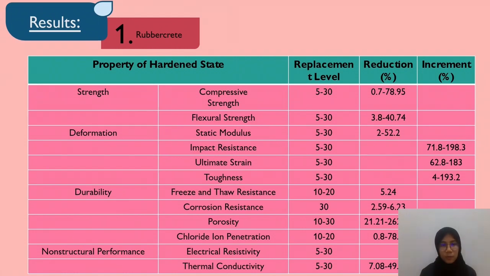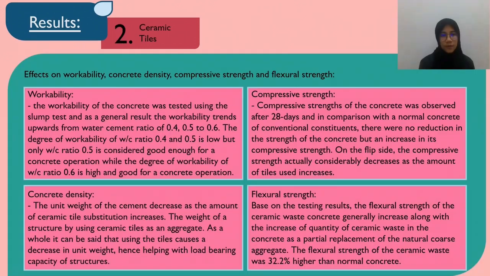So we have four properties of the hardened state. The first one is strength, then deformation, durability, and non-structural performance. So these are the replacement percentage, the percentage of reduction, and the percentage of increment for these four properties. Next is about the ceramic tiles. So these are the effects.